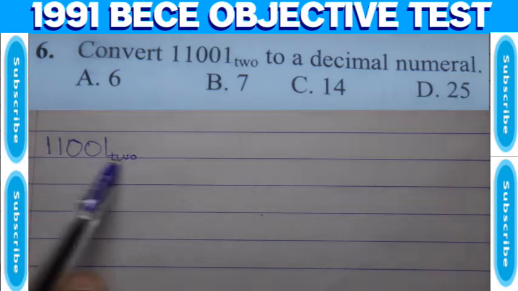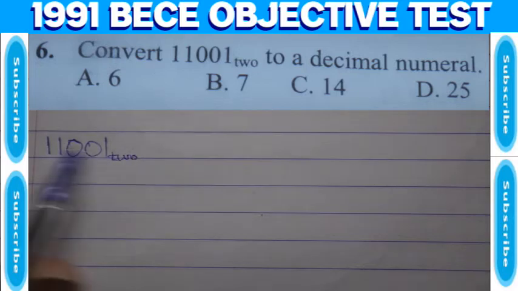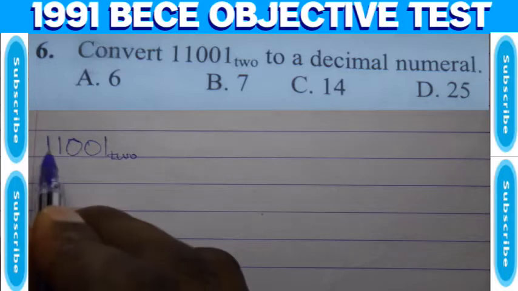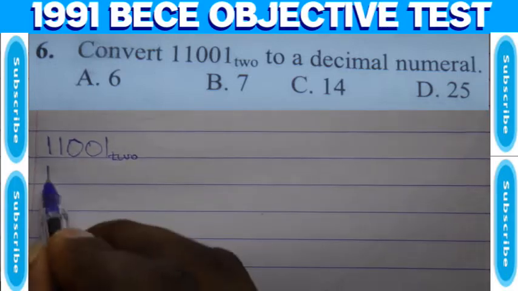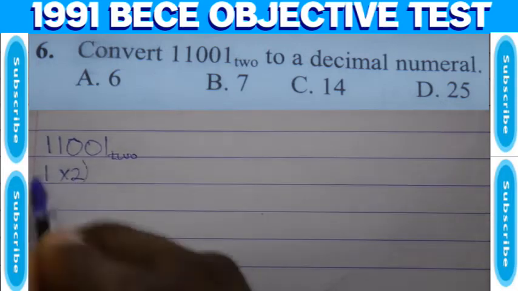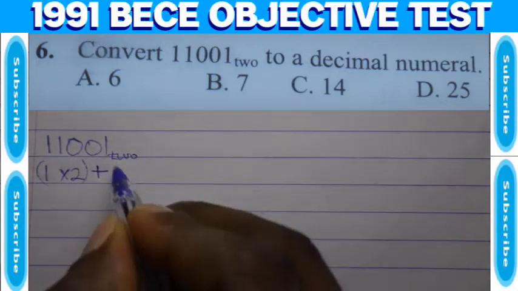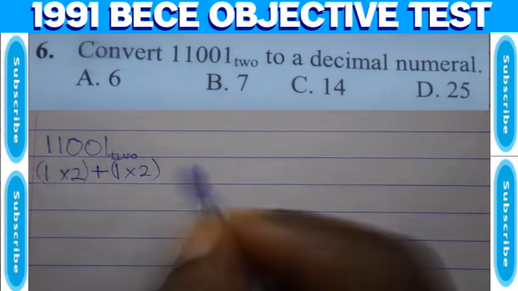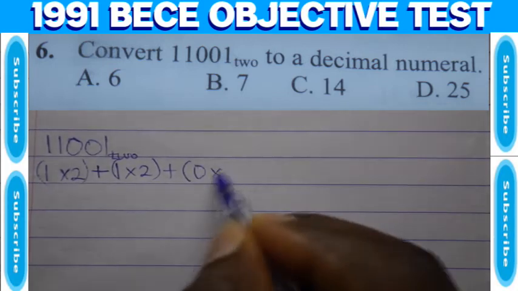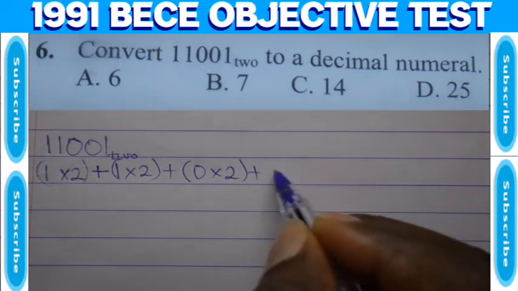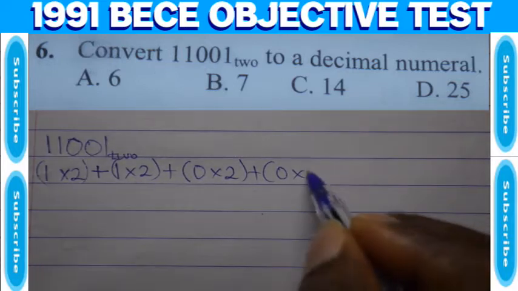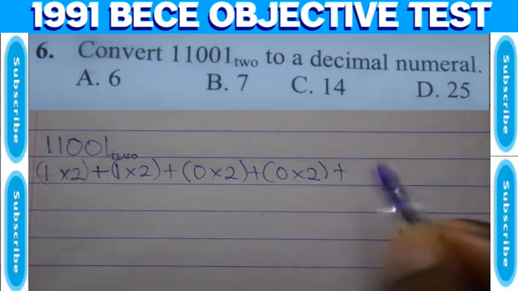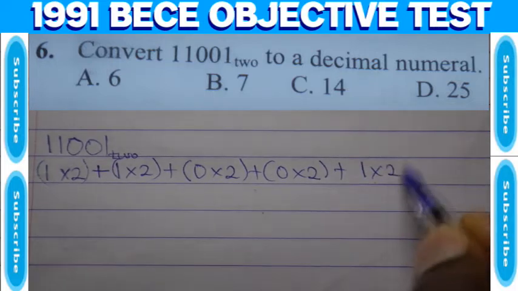So we take 1, multiply it by 2. We take this, multiply it by 2. We take all of them, multiply by 2, and then we raise it to a particular power, beginning with the least power from the right hand side to the left. So we take 1 multiplied by 2, then plus 1 multiplied by 2 again. This is the second one. Then plus, we have 0 multiplied by 2. The second 0 multiplied by 2, plus this 1 multiplied by 2 again.